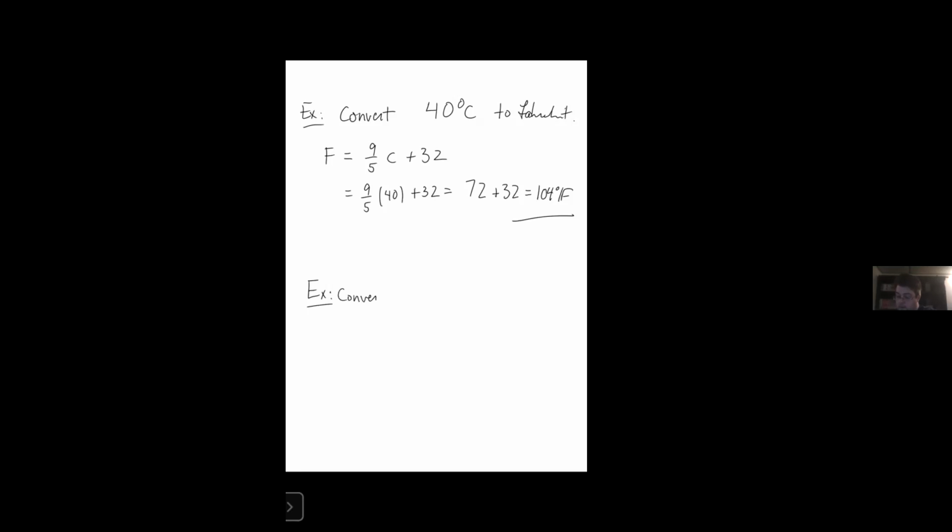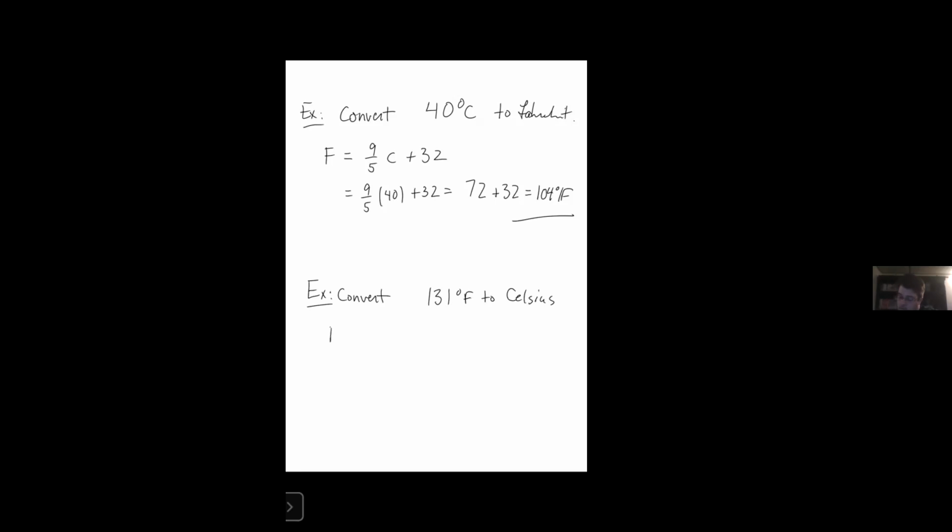So convert. We want it minus 32 to be a multiple of 9, so that it works out nicely. Why not? Convert 131 Fahrenheit to Celsius.